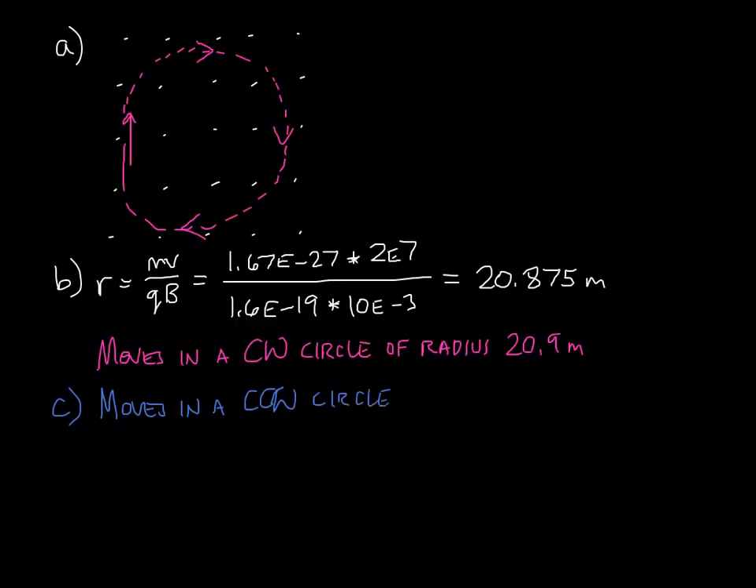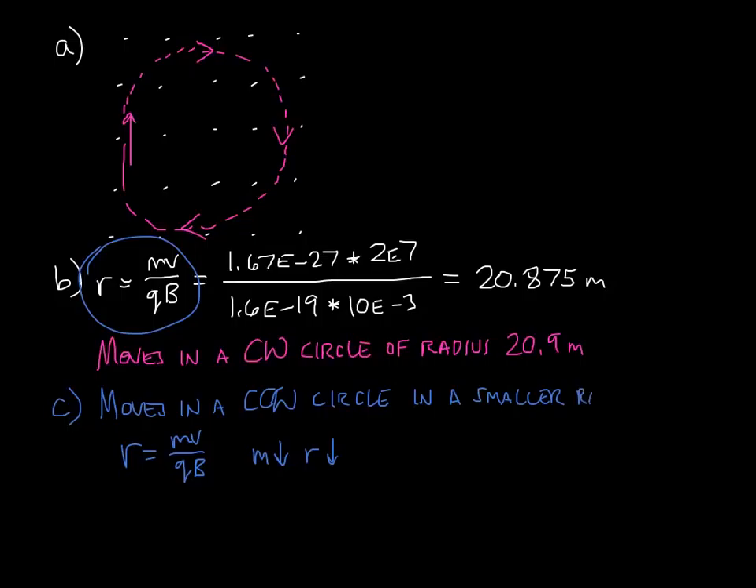The other difference is based on this equation. Since R is equal to mv over qB, an electron has the same magnitude of charge as a proton, so the q is not going to change, and the v and the B aren't going to change, but it's got a much smaller mass. So the much smaller mass means the radius is going to be significantly reduced, since those are directly related. So the two differences: one was the counterclockwise circle, and the other is that it is in a smaller radius.